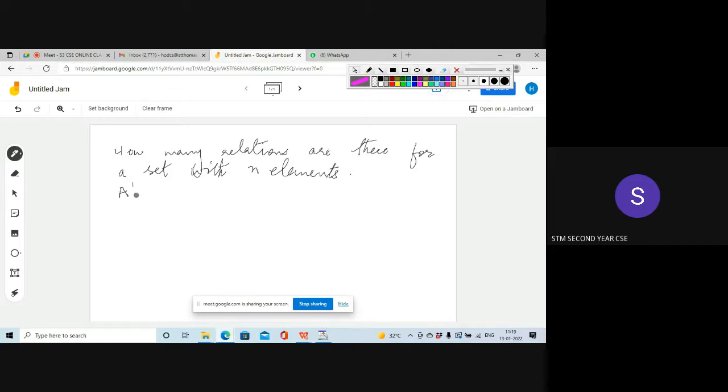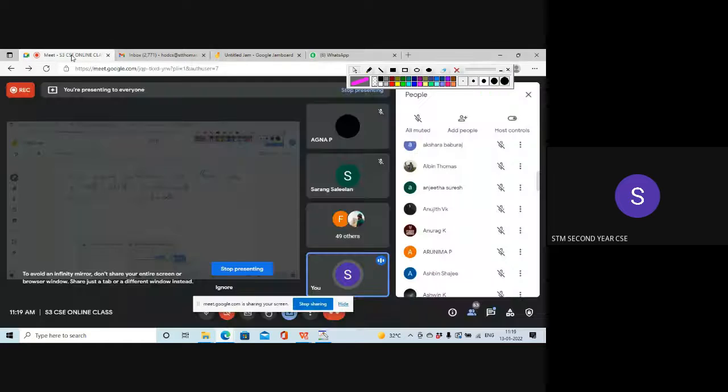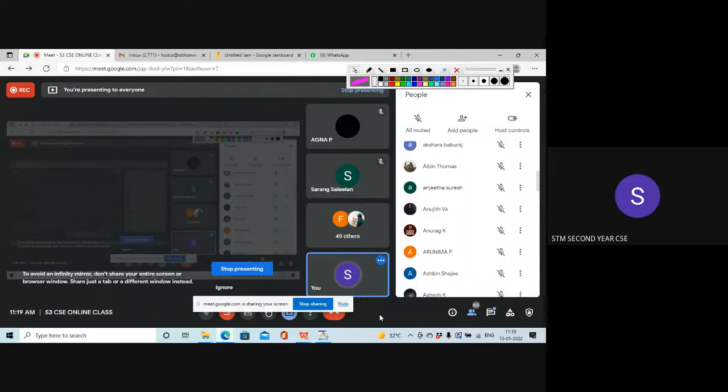Suppose a set A has cardinal number n. N elements means the cardinal number of set A is n. So, how many subsets can be formed for a set with n elements? We had discussed it earlier, 2 classes before. How many?